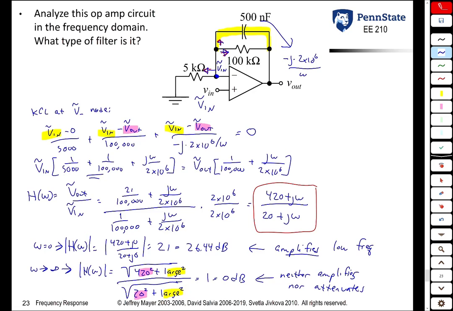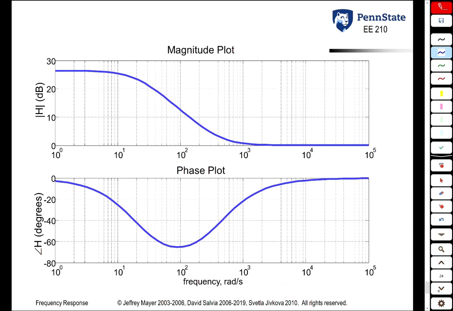Sure enough, if you were to look at the frequency response on the next page, we see exactly that. So looking at the Bode plot, we see that sure enough, at low frequencies we get a gain of about 26 dB as predicted on the previous page, and at high frequencies we get a gain of 0 dB or 1. So this is a low-pass filter.